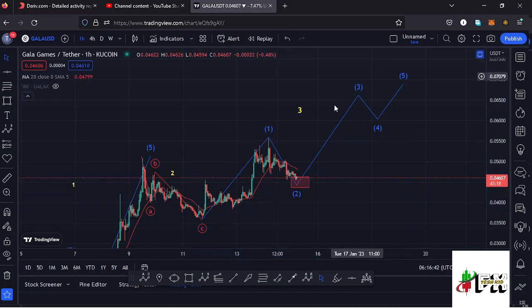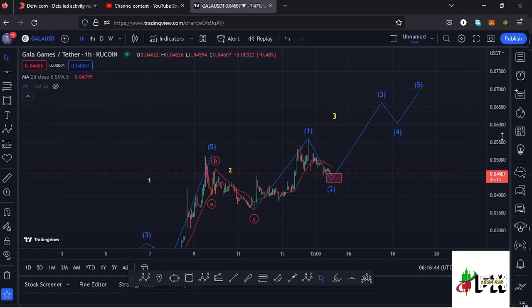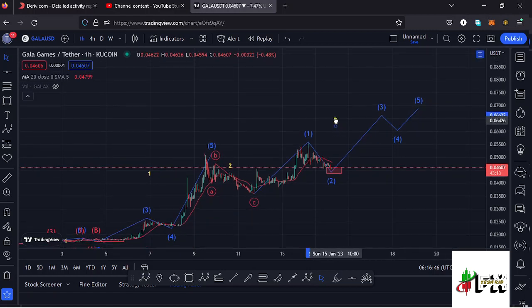So that is the first possible ED12 structure that we can have over here, and sketching out a minimum target area to the upside in the formation of this wave 3. That is in case that is the ED12 structure that is going to continue to be obeyed by Gala Games.